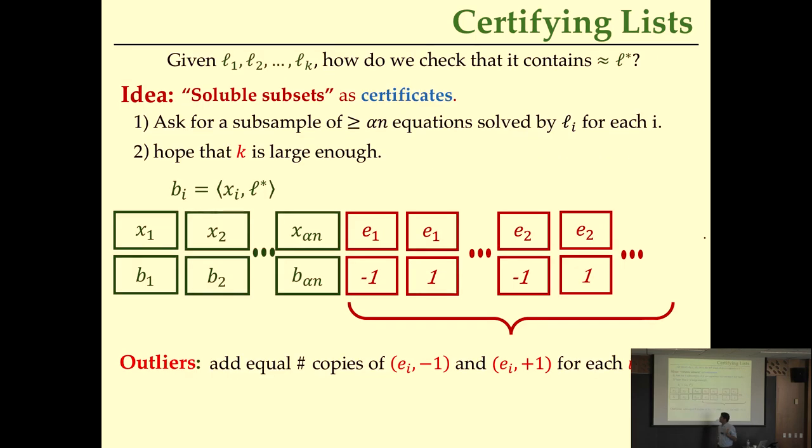Okay, good. Well, it shouldn't have made sense because it doesn't work. And here is a simple reason why. I'm going to give you an adversary strategy that will amount to saying that there are exponentially many vectors L for which you can find alpha n size subsets, if the adversary chooses their outliers in some specific way. And it's actually very simple.